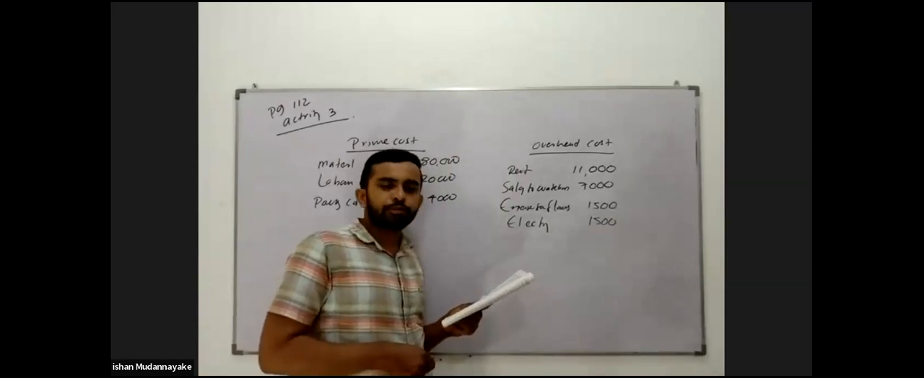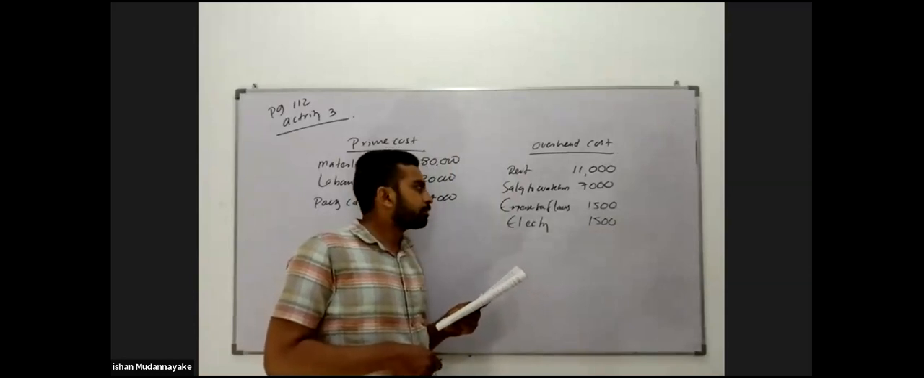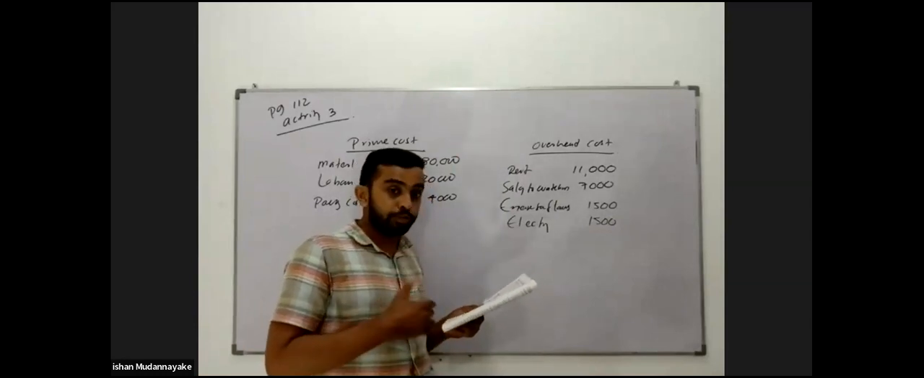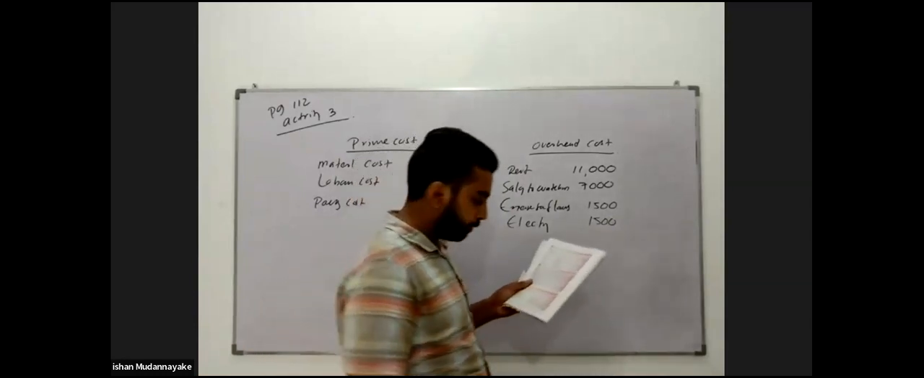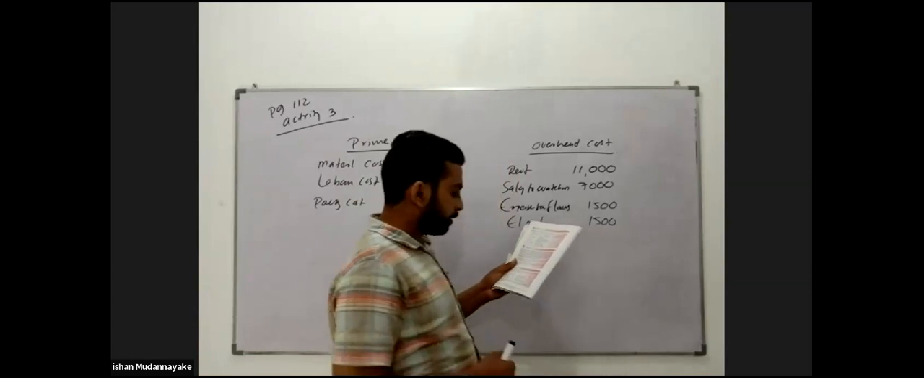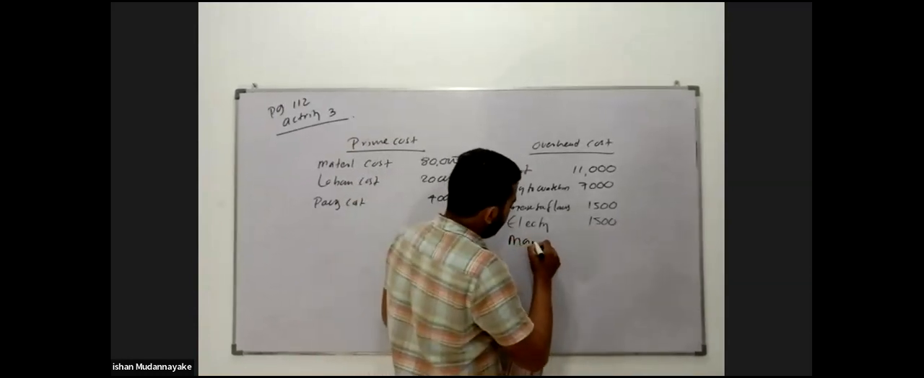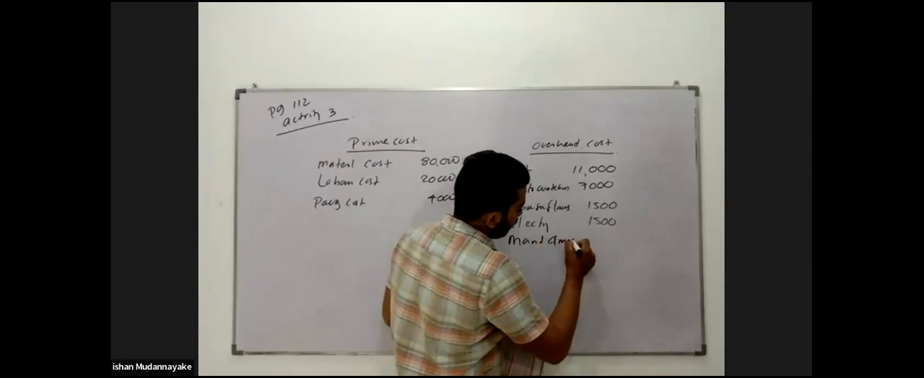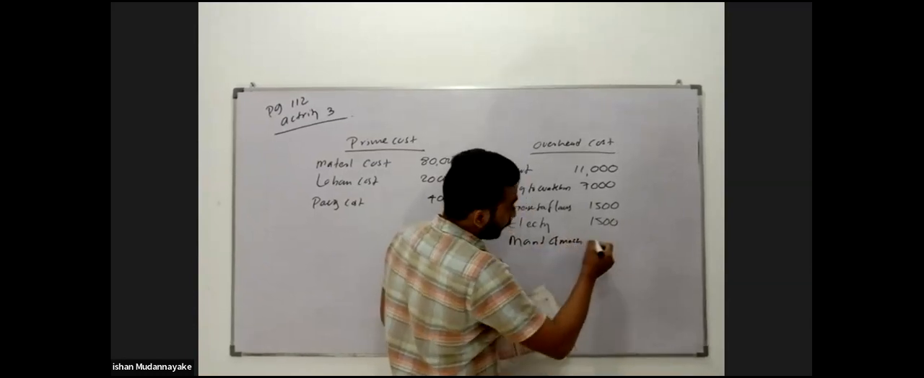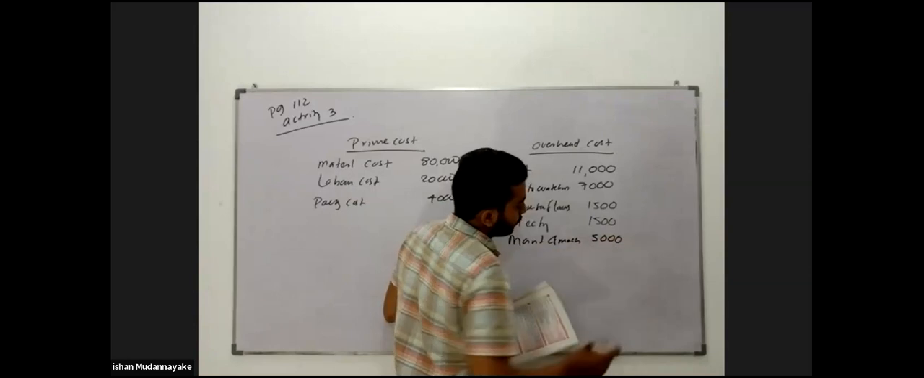Machine maintenance cost will not be changed with the manufactured quantity. We assume like that. Therefore, record maintenance of machinery under overhead cost, 5,000. Right, 5,000.